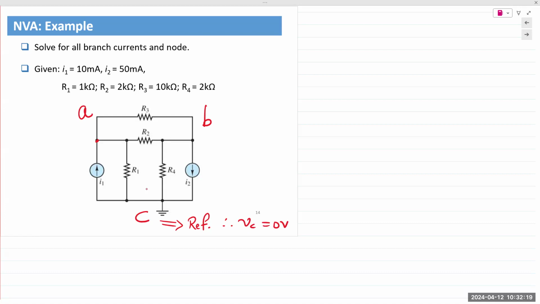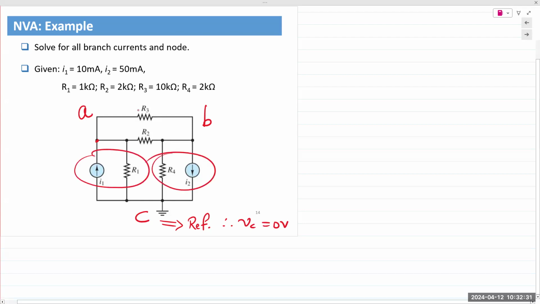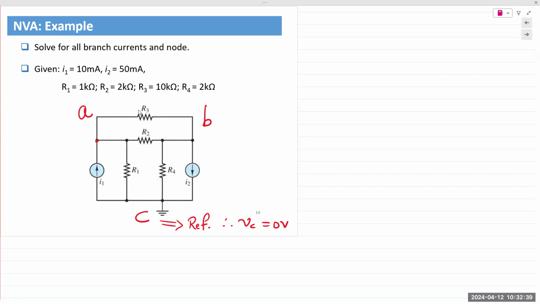How about B and C? R4 and the current source I2. So they are in parallel too. And more importantly, when we look at the resistors R3 and R2, they are connected between A and B. And if both of their terminals are connected to the same nodes, then they are in parallel. So before you begin your analysis, you want to identify all the nodes that are in parallel and all the nodes that are in series.